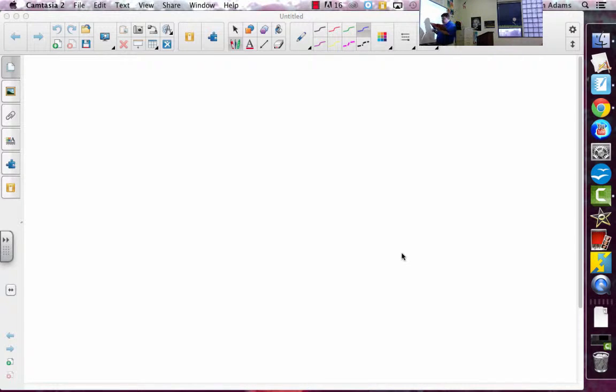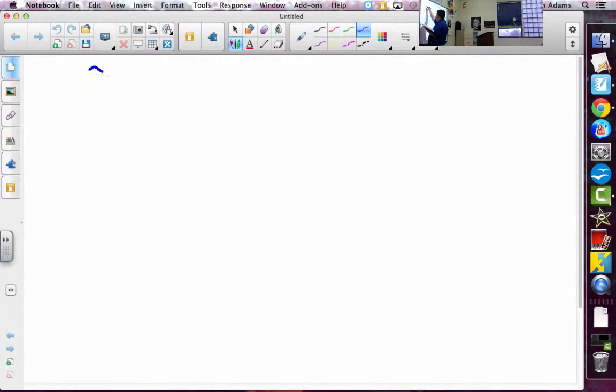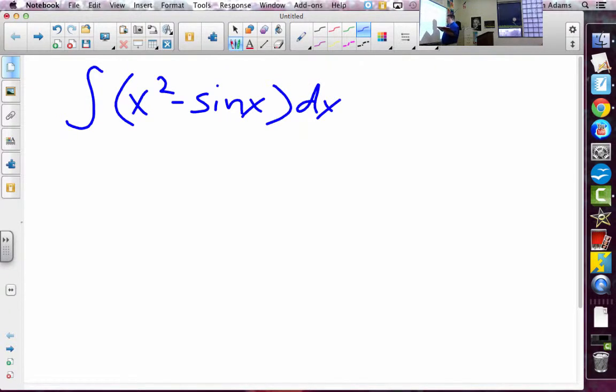For 6.2 example number 1, we're asked to integrate, or find the antiderivative, of x squared minus sine of x. We're going to get into u substitution, but for right now, this is a pretty easy one. The antiderivative, in other words, what do I take the derivative of to get x squared? Well, it's x cubed over 3.